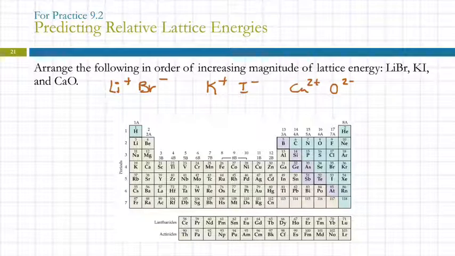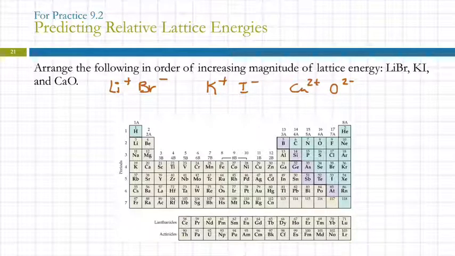So we're going to look at charges and sizes. Which of these compounds has the largest charge product? This one. We've got +2 times -2. This is going to be -4. This is -1 and -1. So the charge is much larger. Higher charges, does that make the lattice energy larger or smaller?